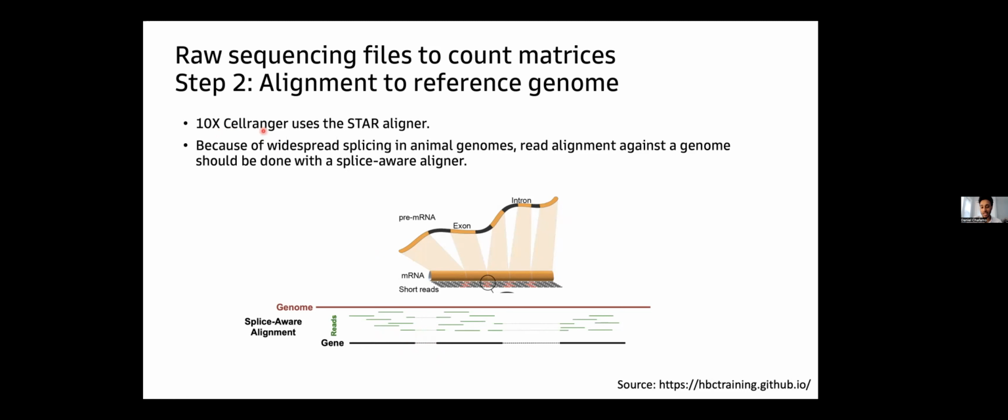The 10x Cell Ranger default aligner, which is STAR, is a splice-aware aligner. So if there are no other considerations, I think the STAR aligner is a good choice. And it comes as a default with the Cell Ranger count workflow, which makes things easier to use. So if you don't have any other constraints, I think STAR is a good way to go.